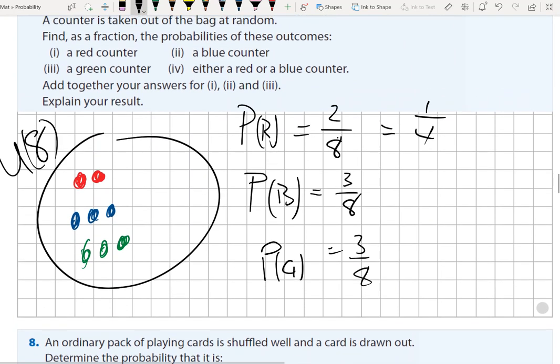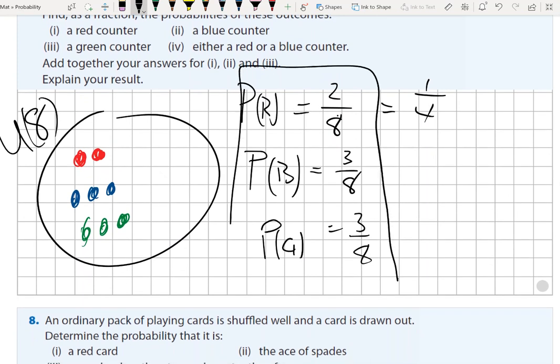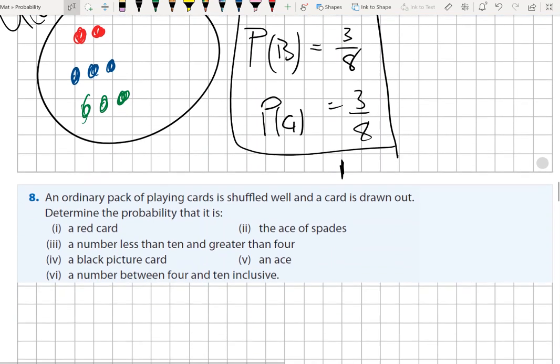Add together your answers. So add these three. So you add them together and you get 1. And that's no accident because something has to happen. So it's definite that something will happen.